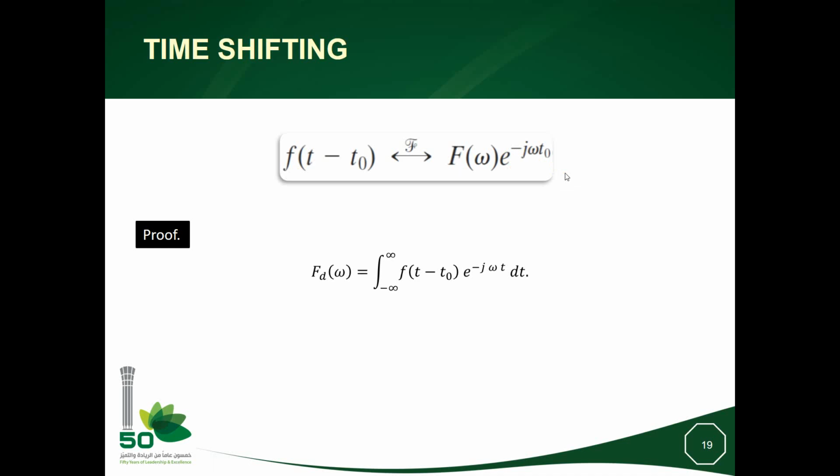The proof is quite easy. We will write now the Fourier transform of the delayed function, and we call it Fd of omega. It is by definition the integral from minus infinity to plus infinity of f(t minus t0) exponential minus j omega t dt. Here we are simply applying the definition of the Fourier transform.